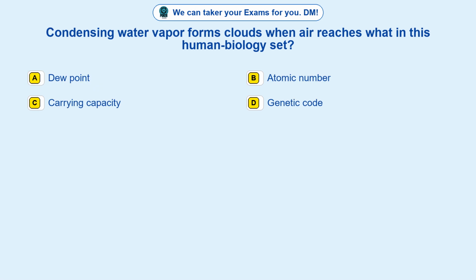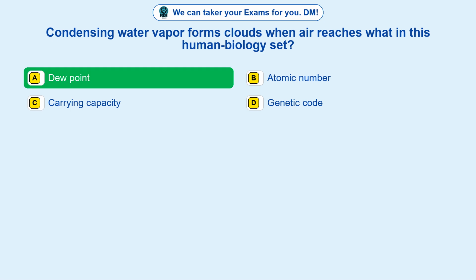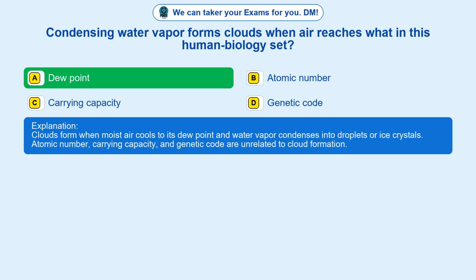Question 99. Condensing water vapor forms clouds when air reaches what in this human biology set? Option A, dew point. Option B, atomic number. Option C, carrying capacity. Option D, genetic code. The correct answer is option A. Dew point. Clouds form when moist air cools to its dew point and water vapor condenses into droplets or ice crystals. Atomic number, carrying capacity, and genetic code are unrelated to cloud formation.